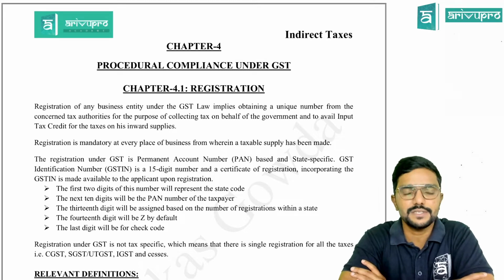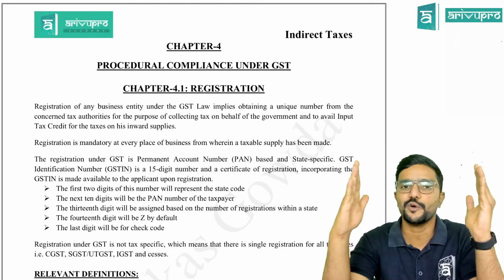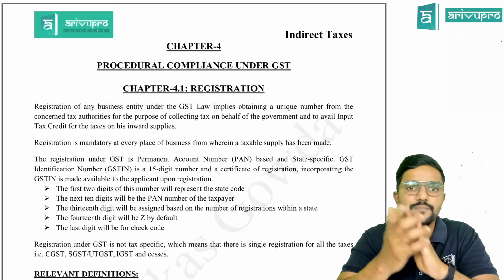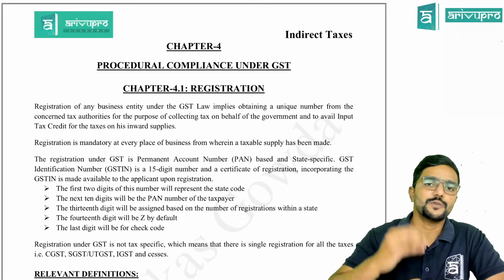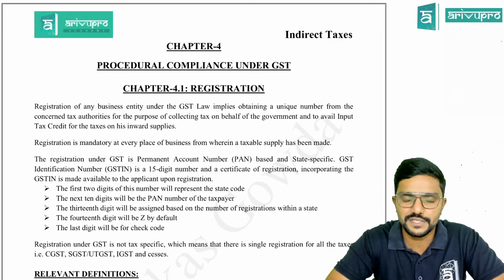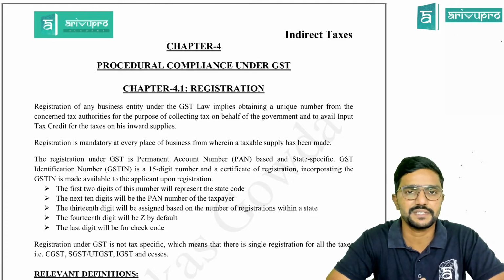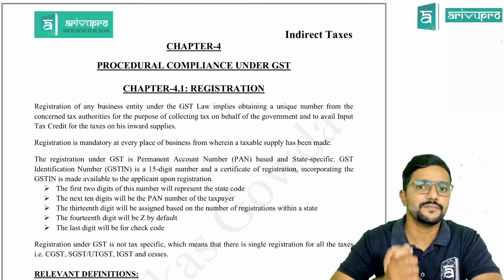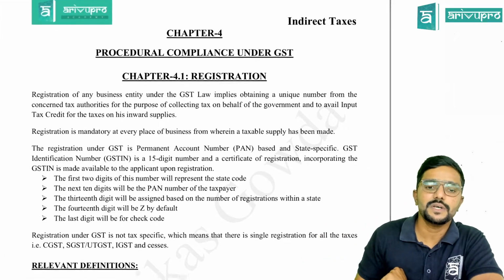So I have divided it into different parts, like chapter 4.1, 4.2, 4.3, for each type of topic. This chapter is a bit lengthy but important from exam point of view. There are 4 to 5 topics which you would be learning in this chapter. On each and every topic, questions are asked in the exams, which we would be discussing once we cover the provisions under each chapter. Is that clear? So the first part is unit 1, that is chapter 4.1, which talks about registration.